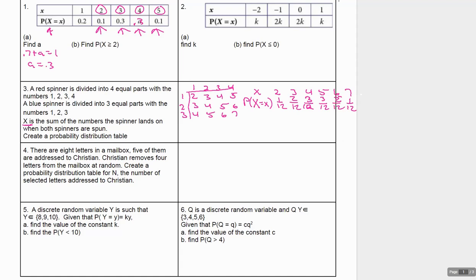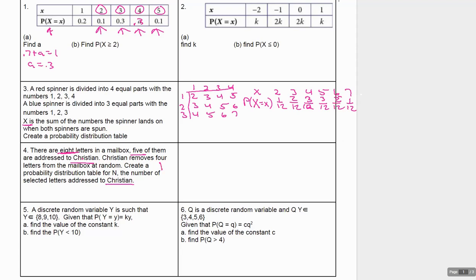And see here, we've got 8 letters in the mailbox. 5 of them are addressed to Kristen. So Kristen removes 4 letters from the mailbox at random. Create a probability distribution table for N, the number of selected letters that are addressed to Kristen. All right, so there are 8 letters altogether. 5 of them are addressed to him.